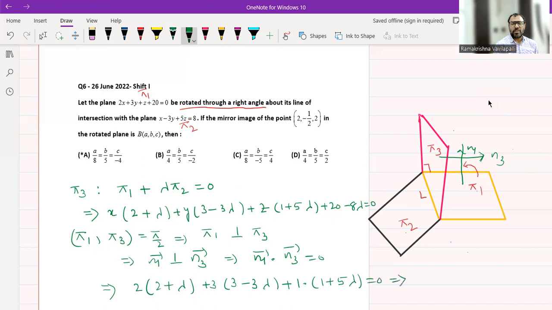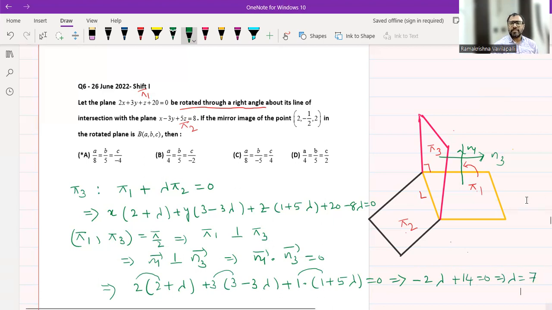Now what is the value of lambda? This is minus 9 lambda, and 5 lambda, plus 2 lambda, so minus 2 lambda. Now what is the constant? This is 9, 9 plus 4, 13, 13 plus 1, 14. This implies lambda equal to 7. So we got lambda equal to 7.